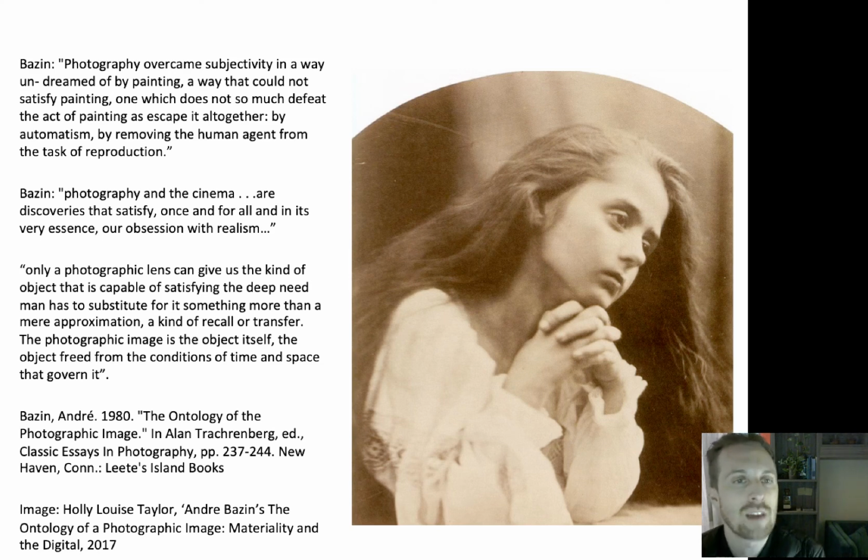Bazin also writes that photography and the cinema are all discoveries that satisfy once and for all, in its very essence, our human obsession with realism. Only a photographic lens can give us the kind of object that is capable of satisfying the deep need man has to substitute it for something more than a mere approximation, a kind of recall or transfer. The photographic image is the object itself, the object freed from the conditions of time and space that govern it.